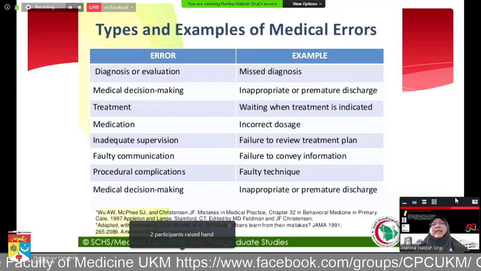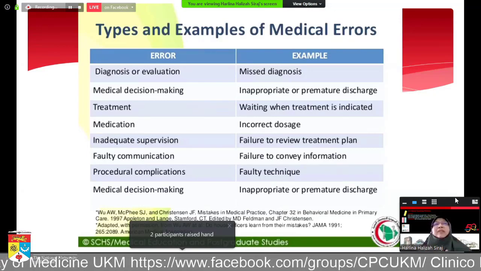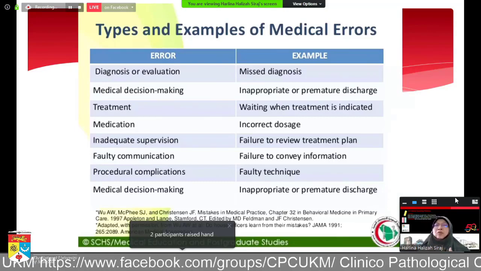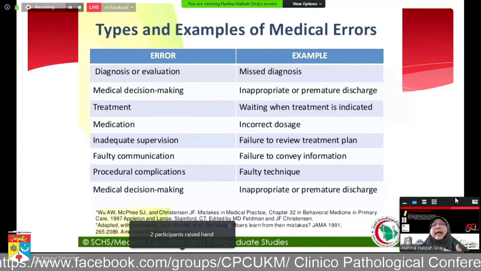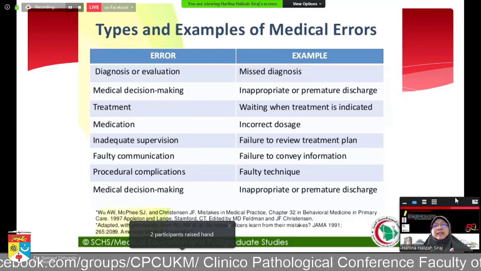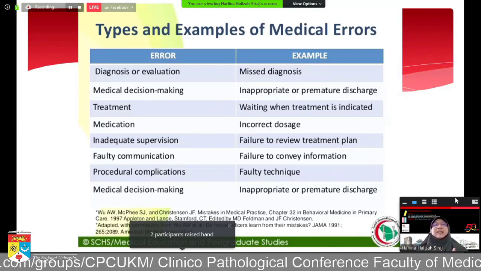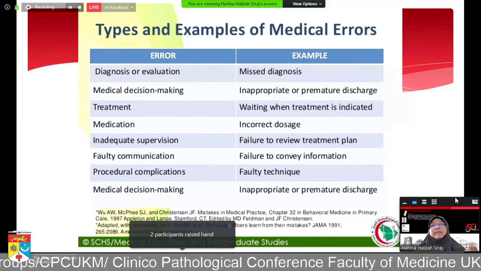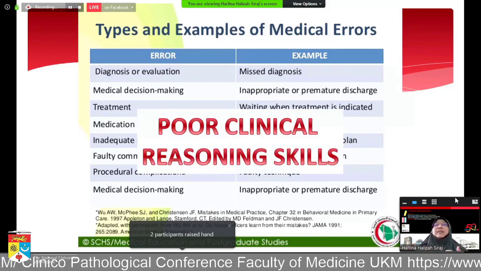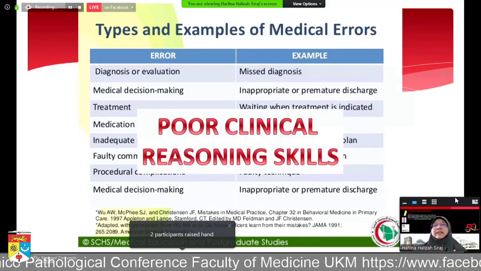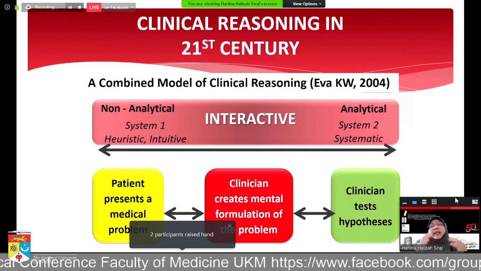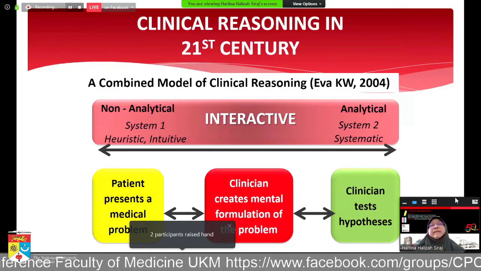Of course, we have heard about medical errors in making diagnosis, in making decisions: either the patient should be admitted or should be discharged, the kind of treatment, when to actually start the treatment, the medication, sometimes the dosage is incorrect. So we might even have inadequate supervision and faulty communication, and all these are reflective of poor clinical reasoning skill. So basically, this is just a glimpse of the theoretical aspect of clinical reasoning.